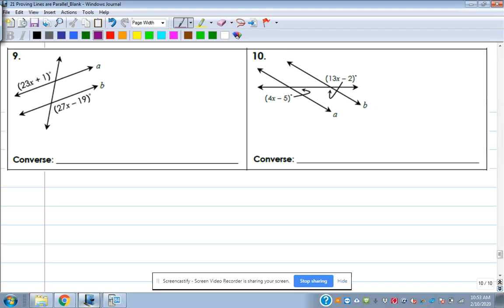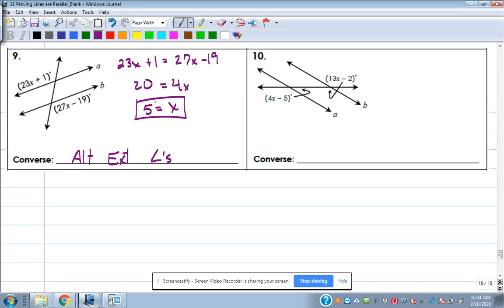They are alternate exteriors. Good job. So set them what? Equal to each other. 23x. 4x is equal to 20. x equals 5.